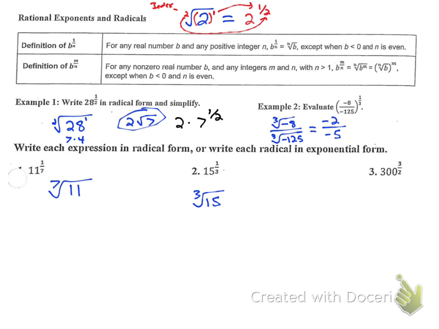All right. What would number 3 be? 3 times the square root of 300. No, the 3 will be the exponent inside the radical. Square root is right. Square root of 300, and then 300 will have an exponent of 3. Okay?